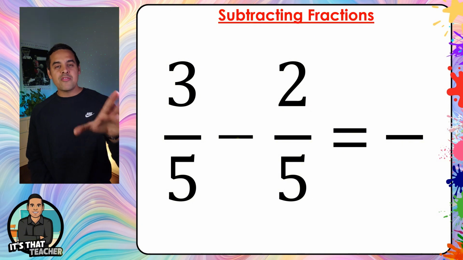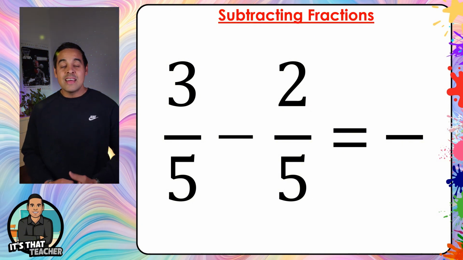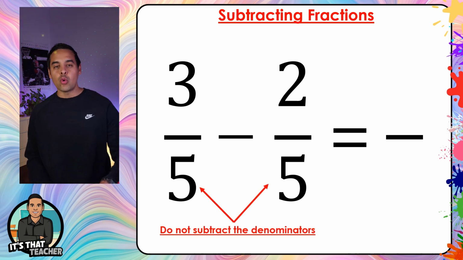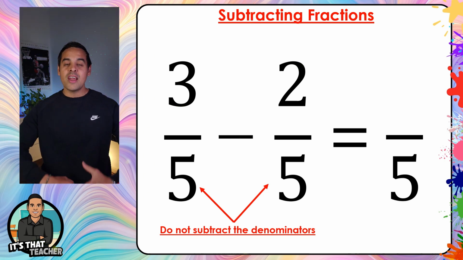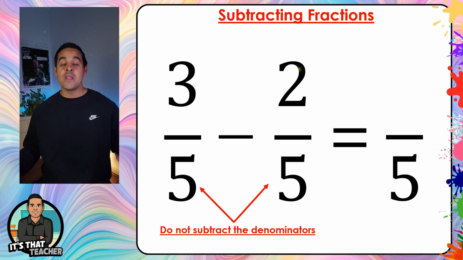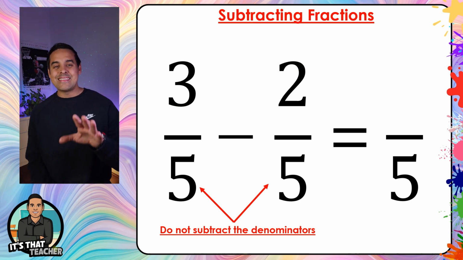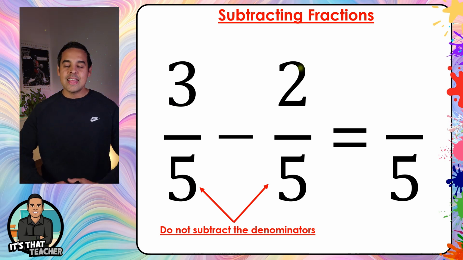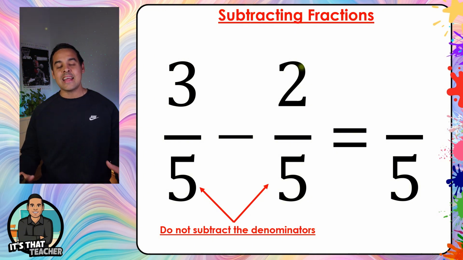So let's go. Our fraction here is 3 over 5, take away 2 over 5. Our first golden rule when you are subtracting fractions is you do not subtract the denominators. So when you're writing your answer, just like it is on the screen, your denominator will remain exactly the same. I'm going to say it again. You do not subtract your denominators. They stay exactly the same.